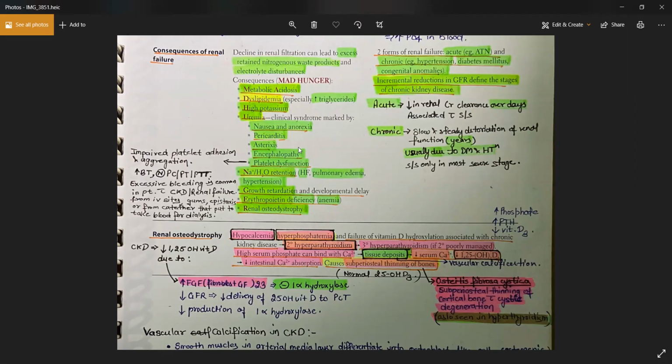Yes. Growth retardation and developmental delay happen because of this uremia again. Because now this EPO cannot be released, the patient will have low RBCs and anemia will happen. And one important thing, renal osteodystrophy, will also happen. In renal osteodystrophy, we have discussed that already.